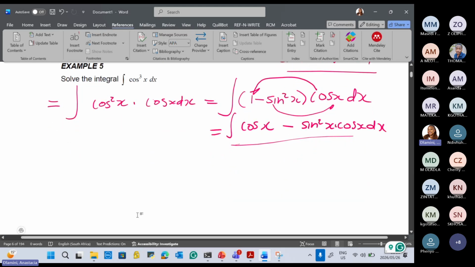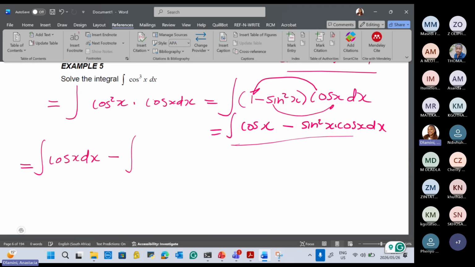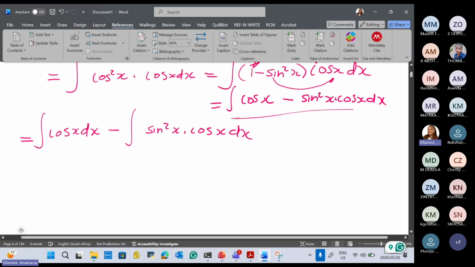Now you can integrate from here and give the answer, but remember I said we will do it step by step so that we all understand it properly. So let's separate the integral sign. This is the integral of cos of x dx minus the integral of sine squared x times cos of x dx. Can we integrate the first one? The answer is sine x.